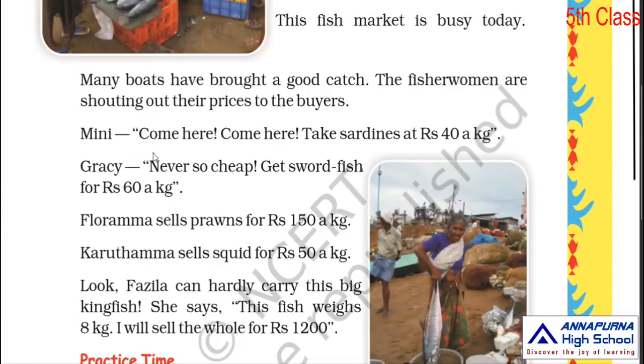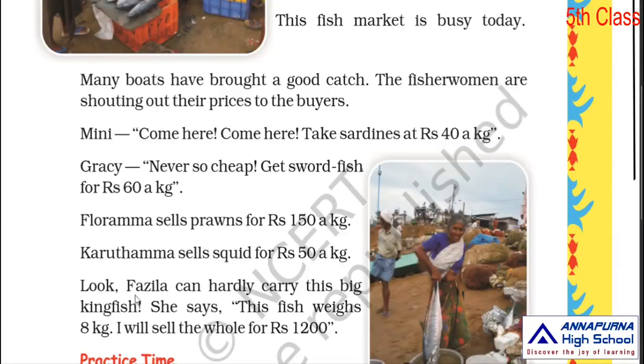Minnie, come here, come here. Take sardines at 40 rupees a kg. For each kg, the sardines cost is 40 rupees. Now, Gracie says, never so cheap, get swordfish for 60 rupees a kg. Florama sells prawns for 150 rupees a kg. Koruthamma sells squid for 50 rupees a kg.